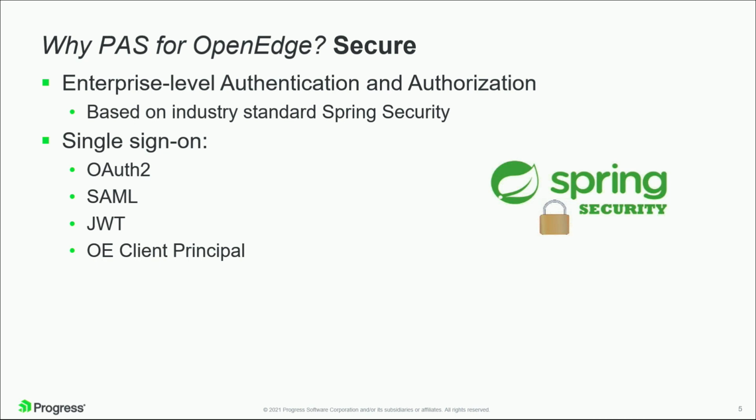The new architecture is all based on industry standards. I know with the older architecture, we kind of left things like authentication and authorization to our customers to figure out. But with PASOE OpenEdge, security is built in, has support for single sign-on protocols like OAuth 2 and SAML, and it uses all the industry standard components like JSON Web Tokens. We also have our own OpenEdge client principal object that ties everything together.